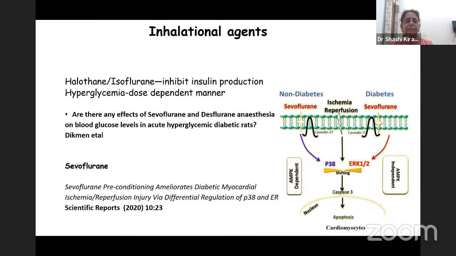There was an interesting paper in which the authors evaluated the effect of sevoflurane and desflurane anesthesia on blood glucose levels, and it was found that they do not result in a significant increase in blood sugar levels. I found an interesting article about sevoflurane: sevoflurane preconditioning ameliorates diabetic myocardial ischemia reperfusion injury. Sevoflurane in diabetic patients results in the upregulation of ERK, and so it results in myocardial protection.